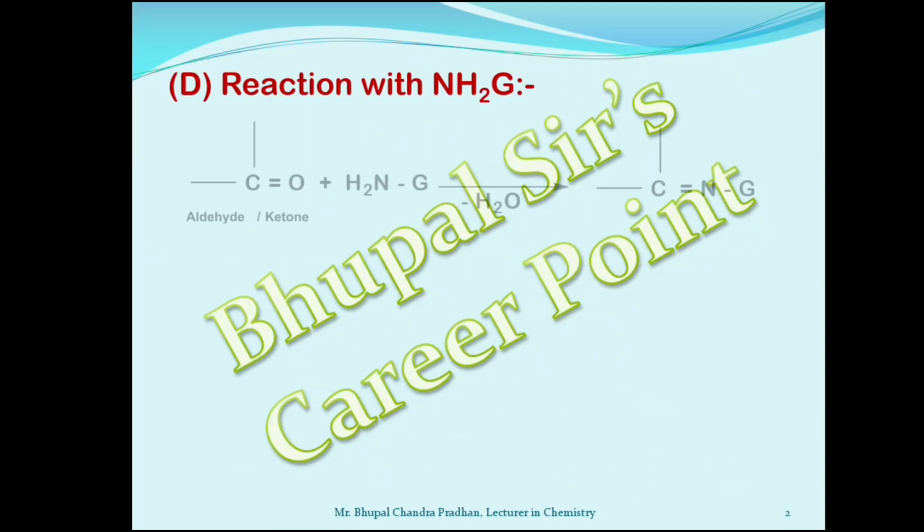What happens when the reaction is carried out with derivatives of ammonia, NH2G? The carbonyl oxygen is substituted by NG and is withdrawn as a water molecule by the H2 of NH2G, as a result of which we will get a product. The name of the product depends upon the type of G.